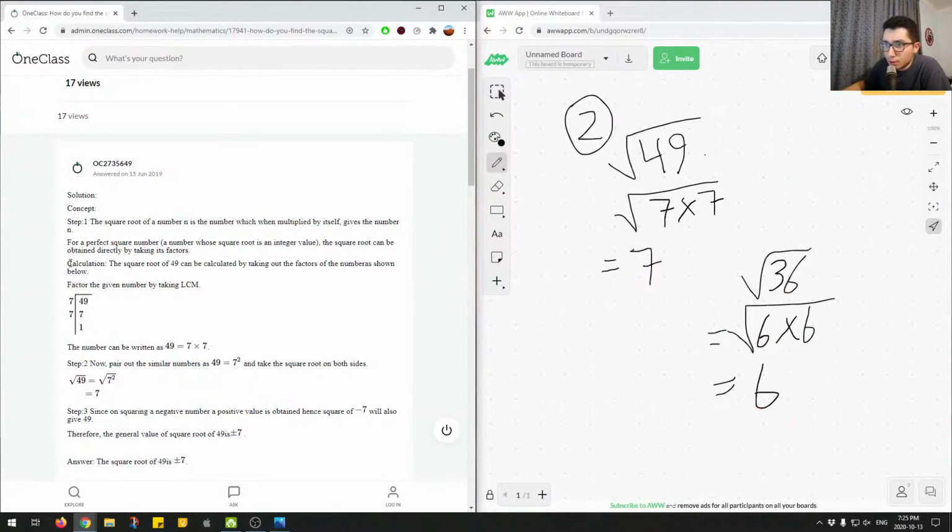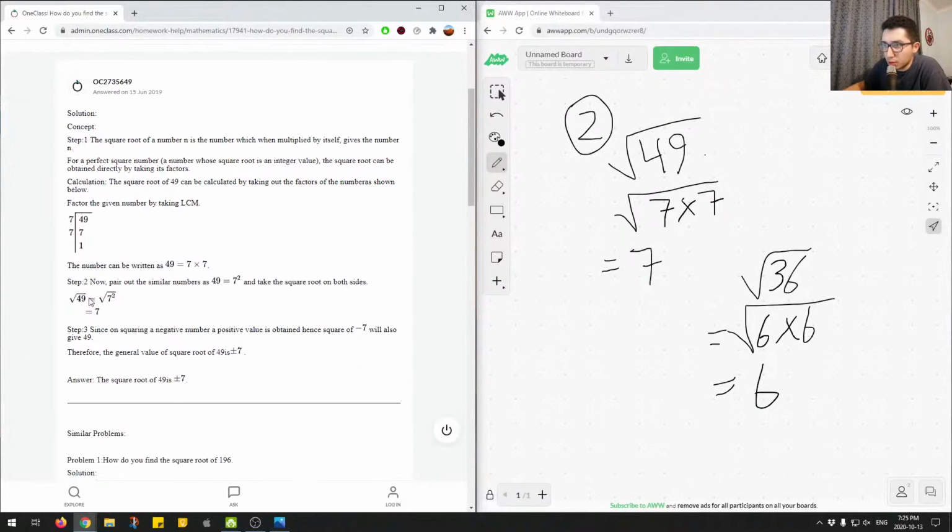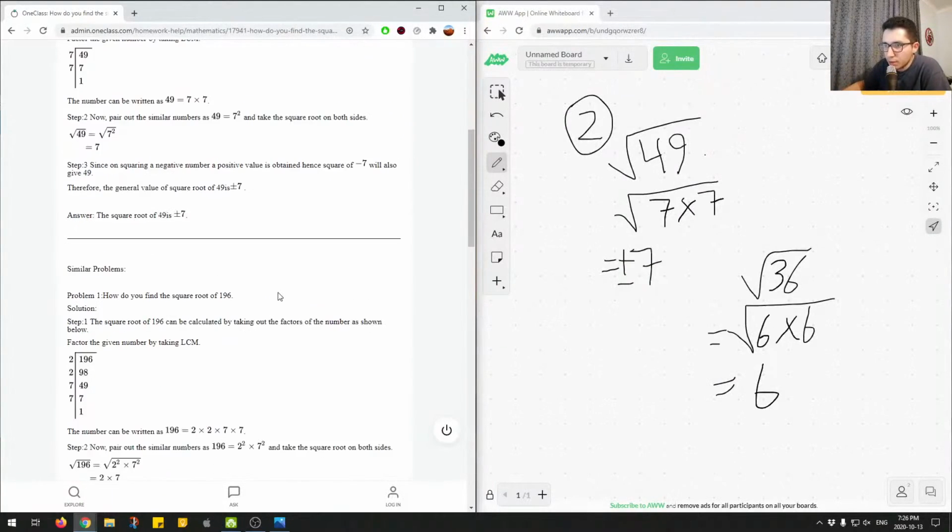The solution goes on to say the square root of 49 can be calculated by taking out factors of numbers, as shown, and goes through the process of how to get that. And the square root of 49 is plus or minus 7. Usually when you are using a square root in solutions, you would say that the solution is plus or minus 7. If you had some function and it had the square root of 49 as one of the roots, you'd say the roots are at plus and minus 7, so you'd have 2 roots.